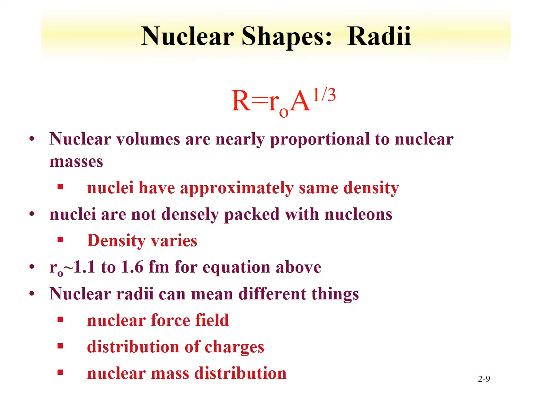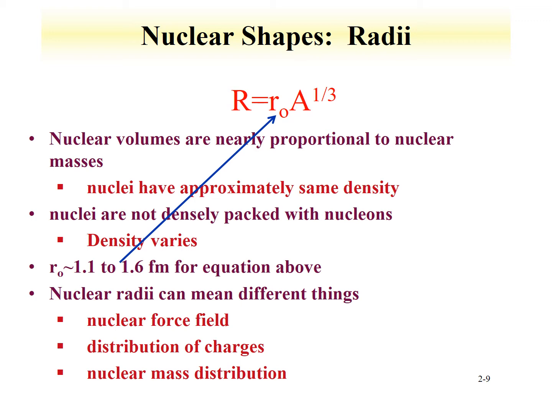Right, let's further our discussion on nuclear shape. We brought this up a little bit earlier when we talked about the non-compressibility of nuclei in the liquid drop model, but there's an equation for nuclear radii that's shown here. And all it is that you're basically stating that volumes are nearly proportional to the nuclear mass because the nuclei all have about the same density. You're filling up something with more and more nuclei, it's going to expand.